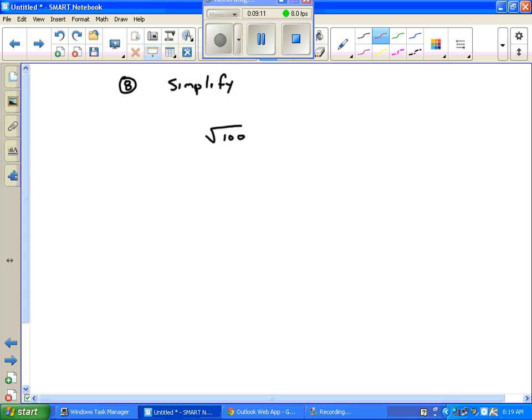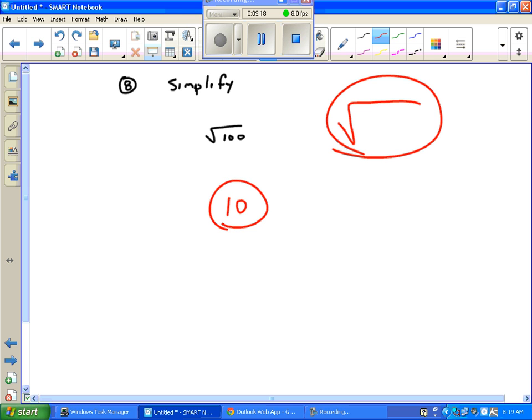Number 8 says simplify the square root of 100. Remember, all this symbol means is what times itself gives you 100. 10 does. Not 10 times 10, not the square root of 10, just 10. Notice it comes out of the radical.